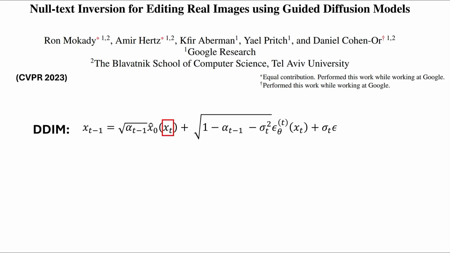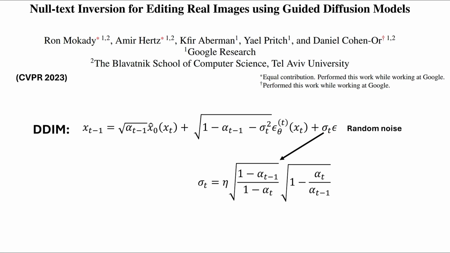In DDIM, which I have a YouTube video explaining, remember that we have a noisy image xt. We predict the x0 in a single step and then add noise with less severity to reach xt-1, one step less noisy. And optionally, we have a random noise as an element of stochasticity. This random noise is defined by this equation that relies on hyperparameters alpha t and alpha t-1 that come from a predefined scheduler. But more importantly to us is this eta hyperparameter that controls how much random noise we want to add.